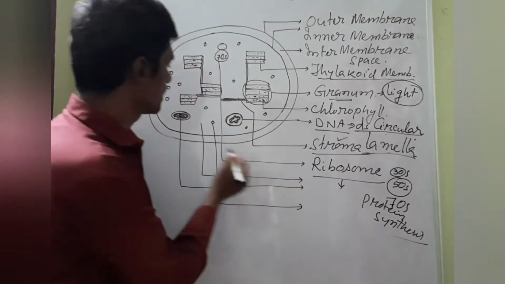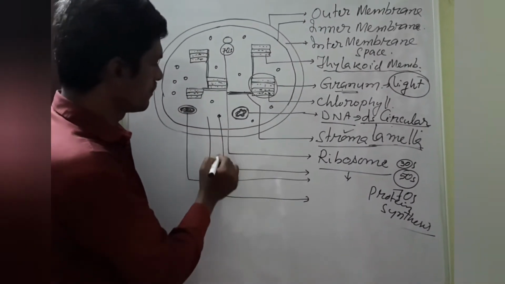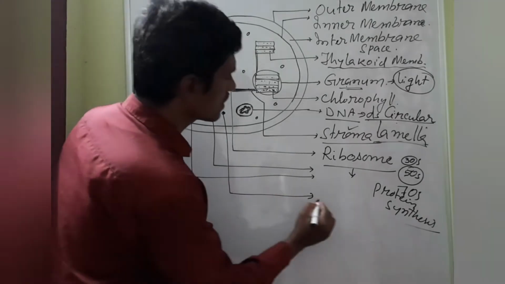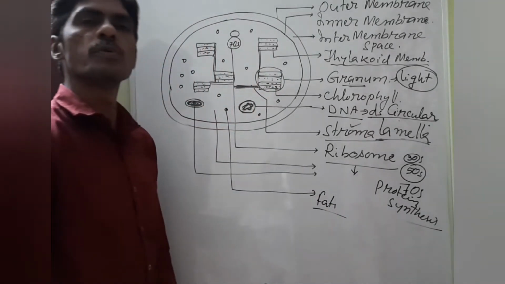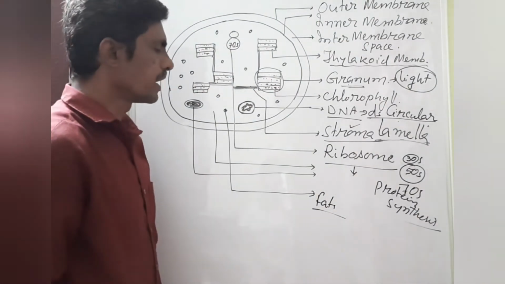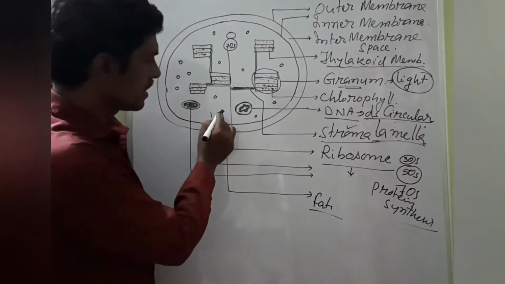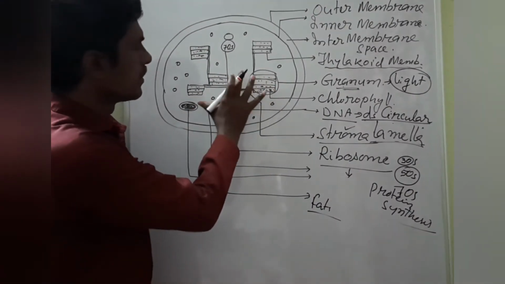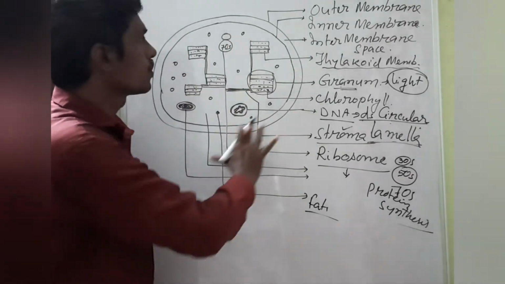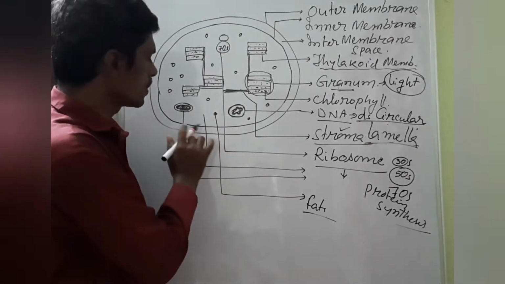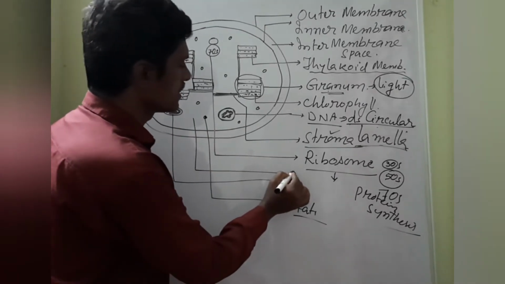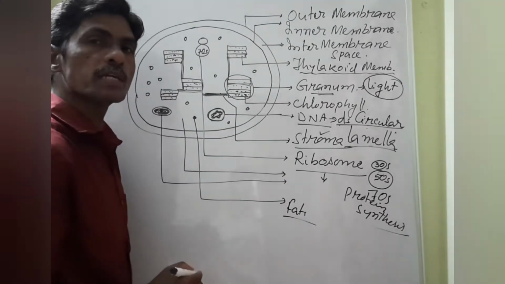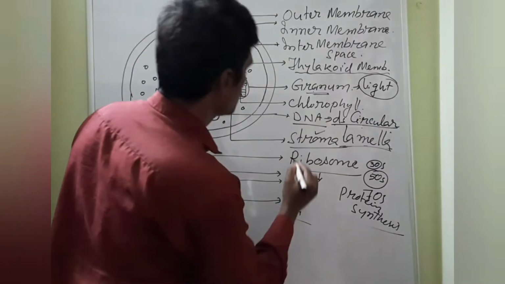Now just come to here. I draw some round-like structures here. These are called fat globules, so we can say oil globules are there. These are found in the non-green part of the chloroplast. What do you call the non-green part of the chloroplast? It is called stroma.